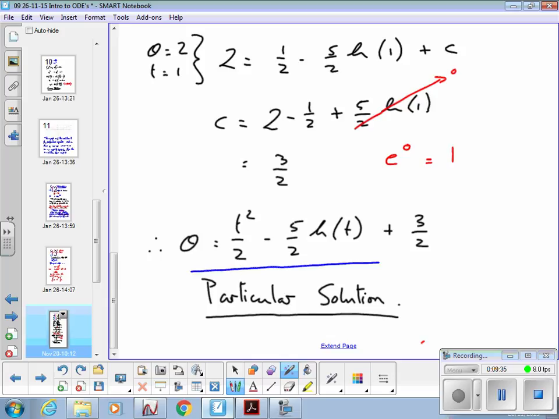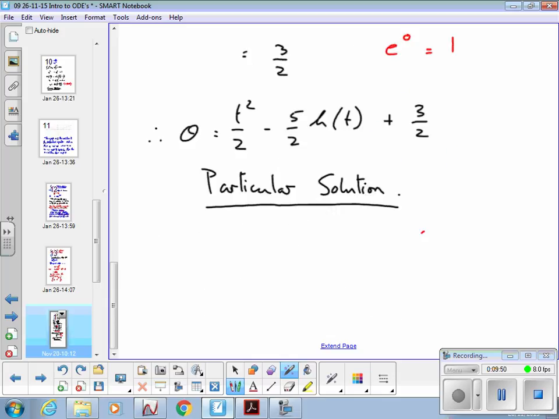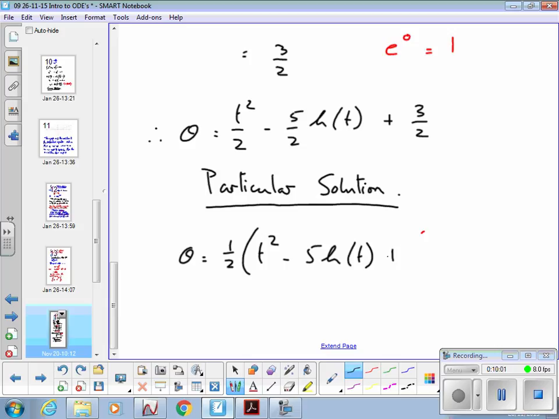Of course, in any situation you can look at it and try and tidy it up algebraically. Not essential, but I would always do that. I could factorise that because a half is common to all of those, so I could take a half outside the bracket to leave me with that theta equals a half of t squared minus 5 log t plus 3. I might or might not want to do that.